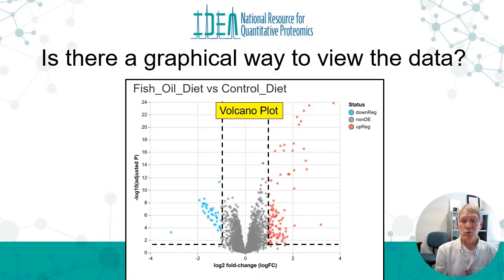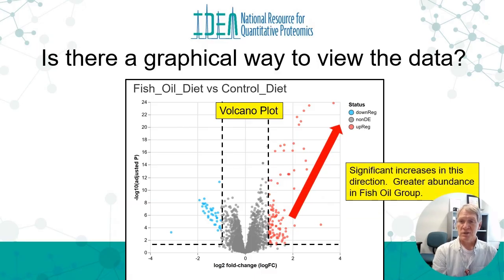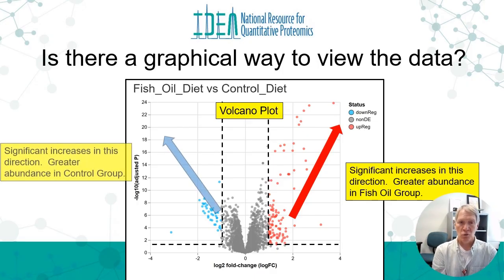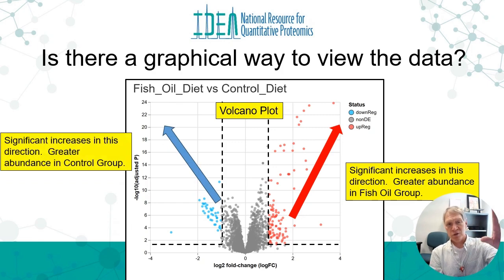So what we want to do is look at the data that's the most interesting to us. So we probably want to start with the things that are out there on the edges. We want to start with the significant increases in this direction, where the abundance is greater in the fish oil group than in the control group, or significant increases in this direction, right? And the greater abundance is in the control group there. And so we would want to go through and click on some of these and be able to evaluate, are these particular proteins somehow related to this experiment that I've done?